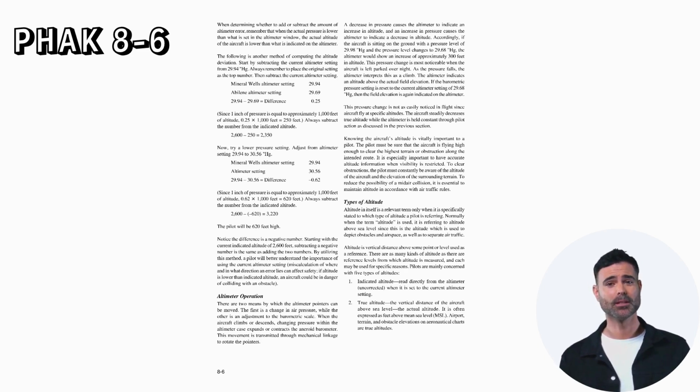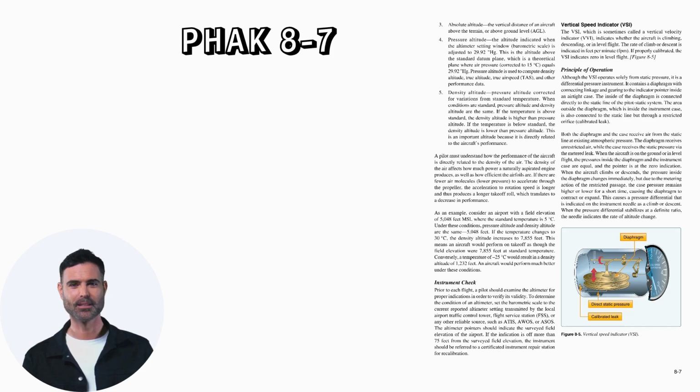True altitude, the vertical distance of the aircraft above sea level, the actual altitude. It is often expressed as feet above mean sea level, MSL. Airport, terrain, and obstacle elevations on aeronautical charts are true altitudes. 3. Absolute altitude, the vertical distance of an aircraft above the terrain or above ground level, AGL.